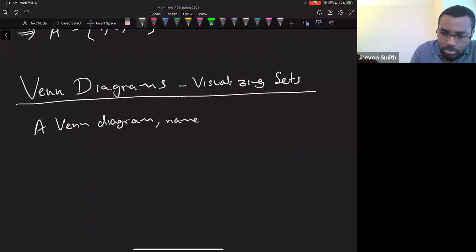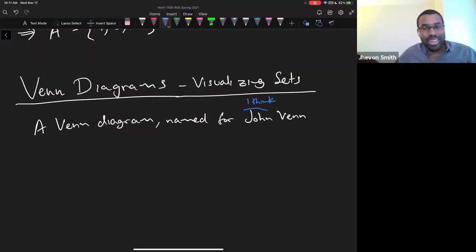Named for John Venn. And I did confess to my class, I don't remember for sure that his name is John. I think it's John, but I didn't have time between that class and this class to actually look it up. But I think his name is John. It's named after a guy named John Venn.